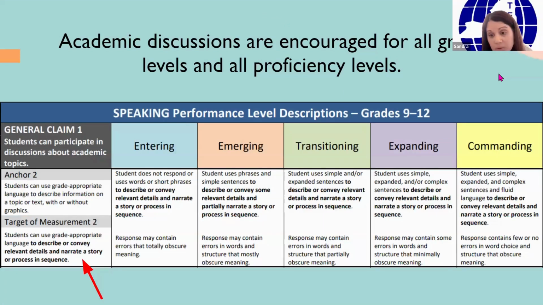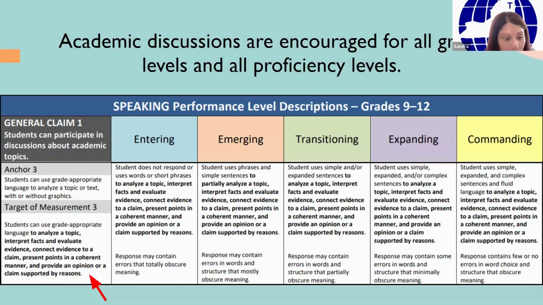If we look, the general claim is the same: students can participate in discussions about academic topics. However, the target of measure is different. There are different targets of measures, and we use them depending on which type of discussion we're having. In this particular one, it talks about students being able to use appropriate language to describe or convey relevant details and narrate a story or process in sequence. So we use these targets of measures and proficiency levels along that continuum to see what we can do to scaffold and support our students to be successful in our conversations.